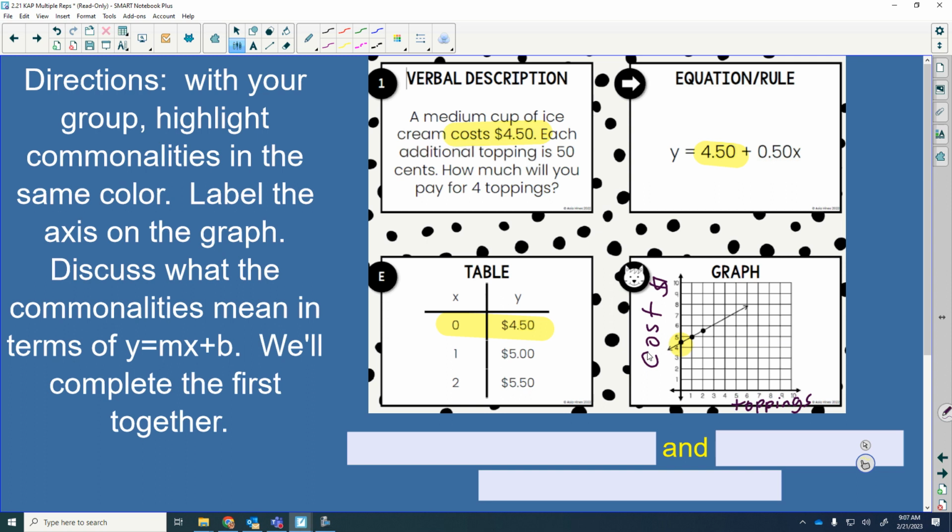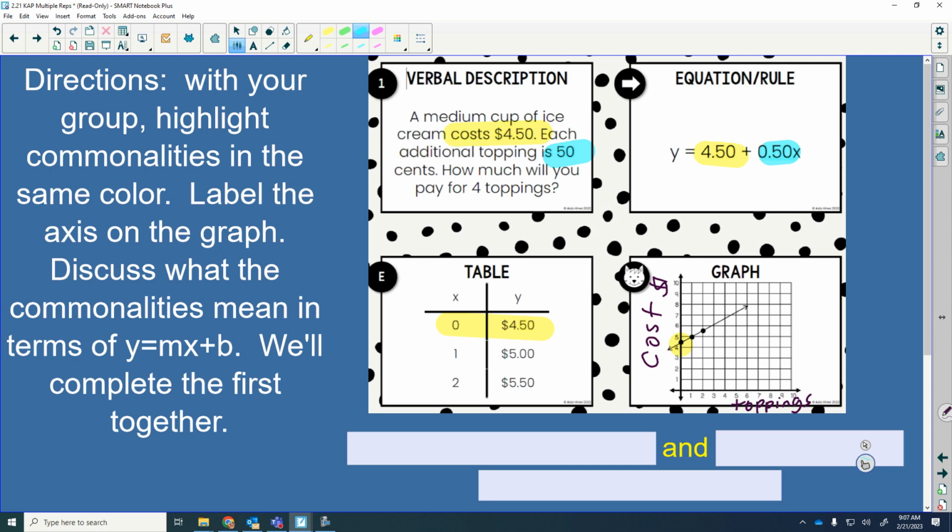Now take a different highlighter, and if you don't have a different one, just trade with your neighbor. Okay. You should have a different color. All right. And now we have another number in our story. What is it? 50 cents. Each additional topping is 50 cents. Where do I see that in the equation? Right there.